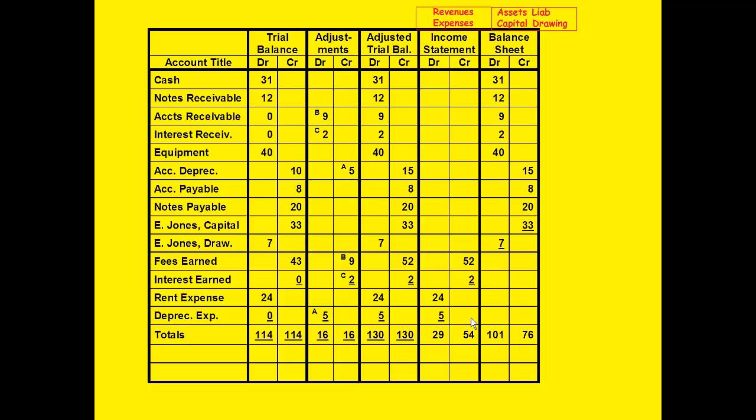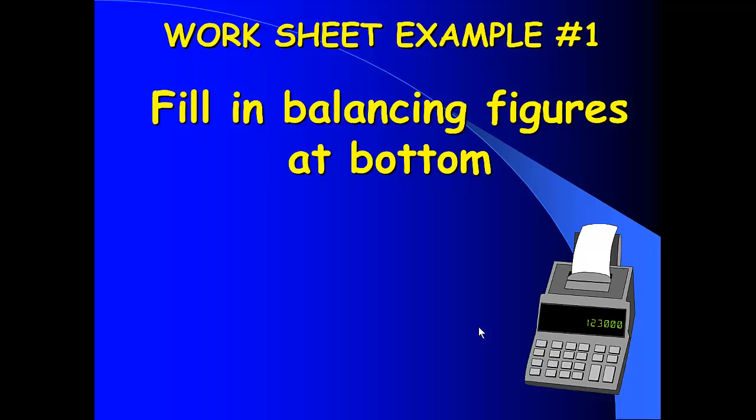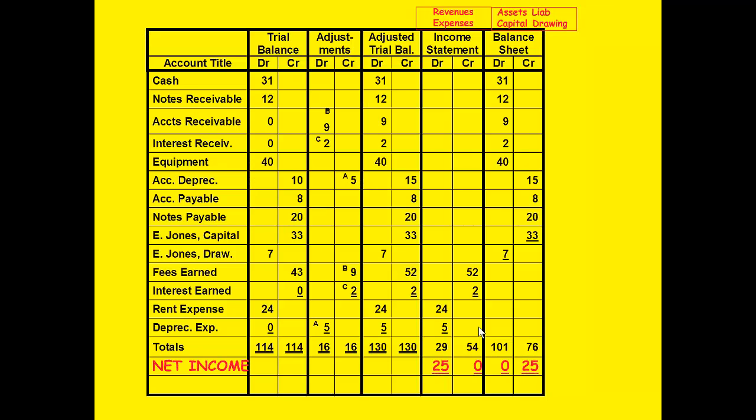The 25 represents my net income. I know that because my 54 total in the income statement is bigger than my 24 debit total in the income statement. Therefore, my revenues are bigger than my expenses. I have a net income. We want to make it balanced at the bottom. I'm going to take the amount of my net income and record it beneath the smaller total in each column. In the income statement, that means I'm going to put it beneath the debits. In the balance sheet, I'm going to record it beneath the credits.